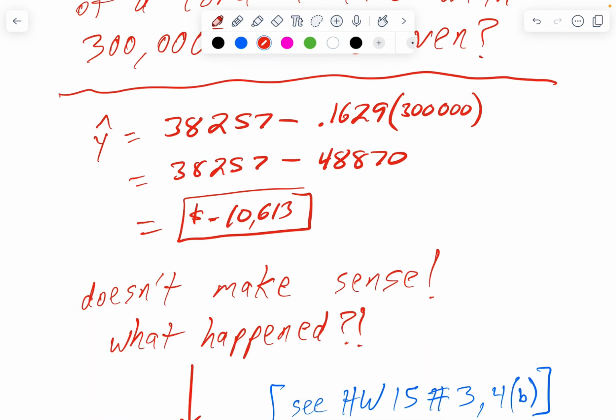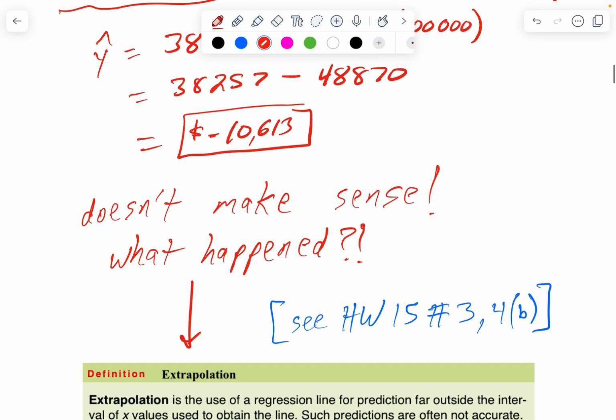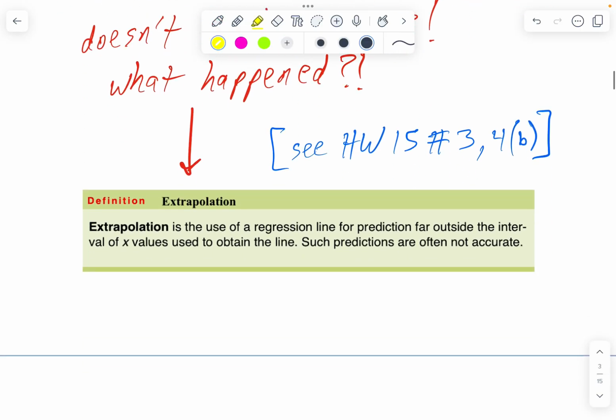Well, I'd love to find a truck that sold for negative $10,613. That doesn't make any sense. Obviously you can't sell a truck for a negative amount of money. So what happened on this one? What happened is we used this fancy term called an extrapolation. When we extrapolate, we're making a prediction far outside the interval of x values used to obtain the line.